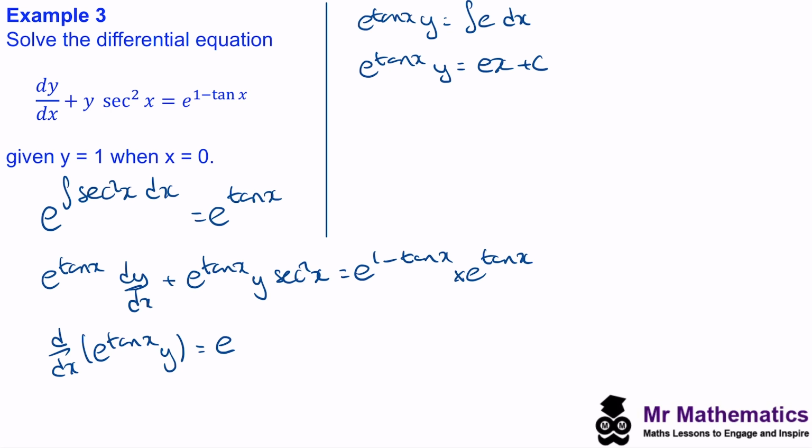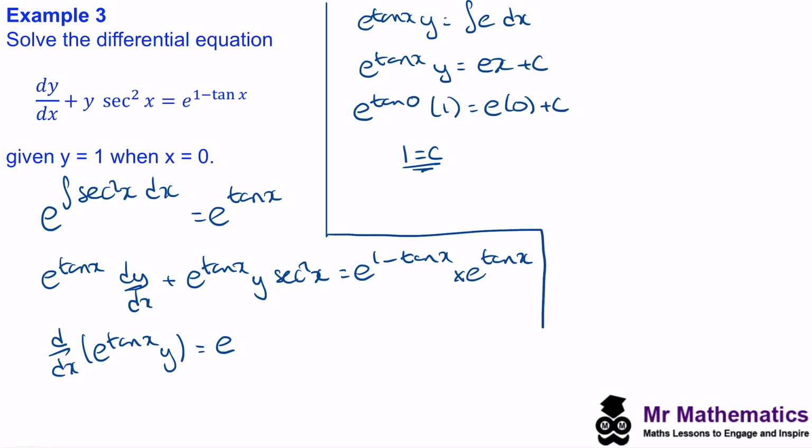And at this point, we can substitute in y equals 1 and x equals 0. So we have e to the tan of 0 times y is equal to e times 0 plus the constant. Well, the tan of 0 is 0, e to the 0 is 1, times this by 1 and we get 1. E times 0 is 0, so the constant, c, must be equal to 1. I'm just going to block this off to make it a bit tidier.